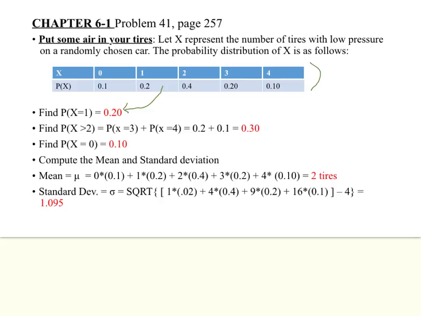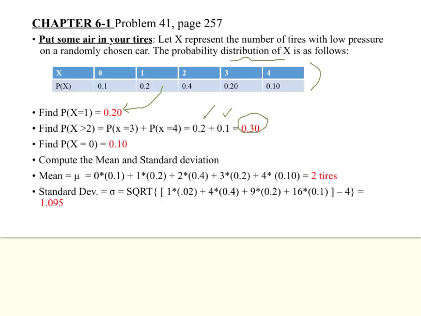The next question is find the probability that more than 2 tires have low pressure on a randomly chosen car. In this particular case, more than 2 is these two numbers, 3 and 4. So we add them together. The probability of x equals 3 plus the probability of x equals 4. And we see that it is just 0.2 plus 0.1, which is 0.30 or 30%.